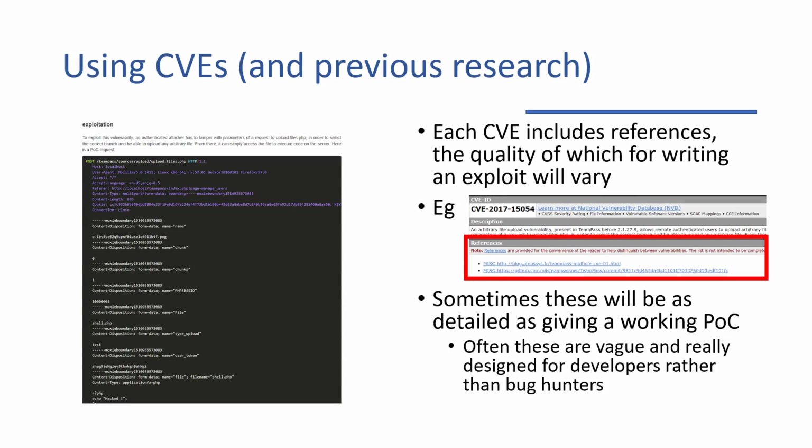Okay, so that's all about what CVEs are and how to find them. Let's talk about using them. When you see a CVE, it includes references, the quality of which for writing an exploit will really vary. So this CVE here has some references. These are the resources that we can read to understand how the CVE works.